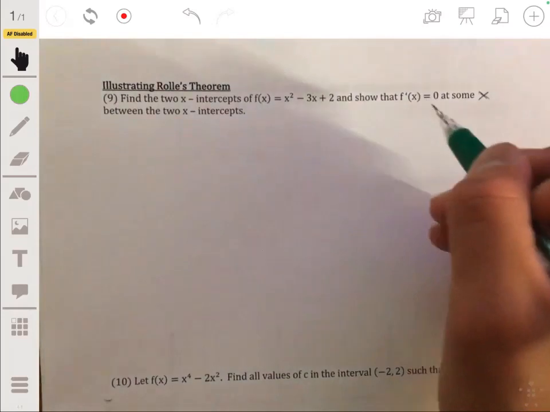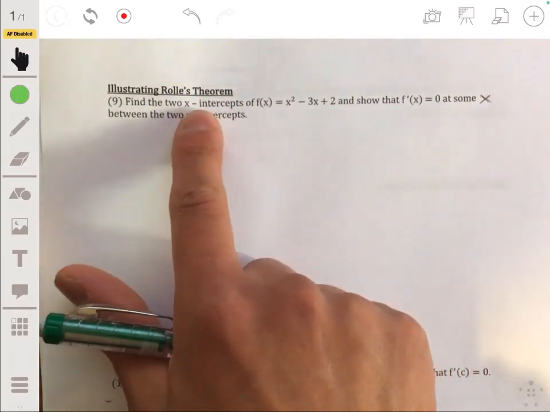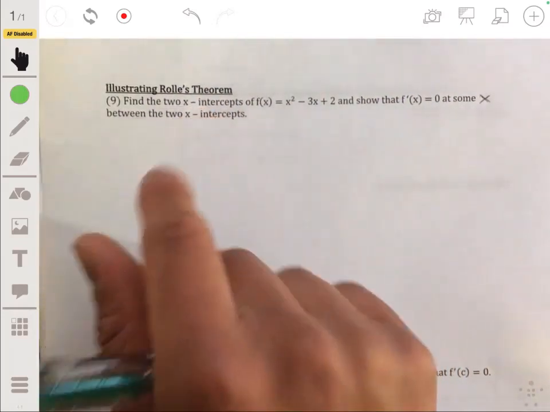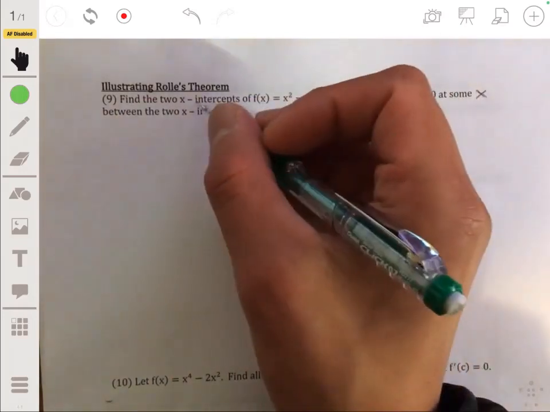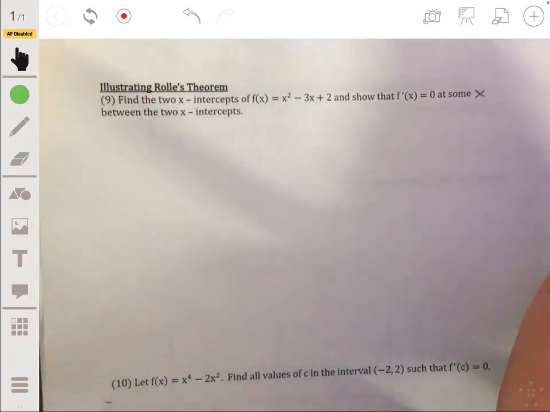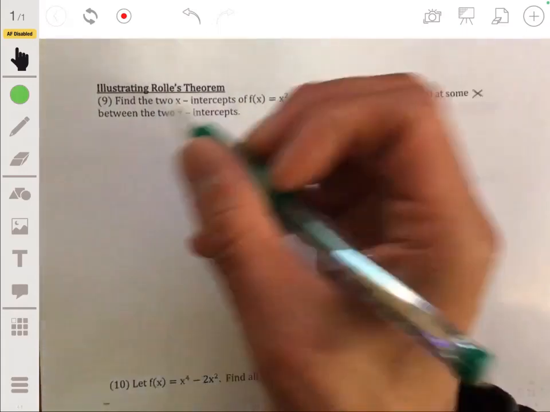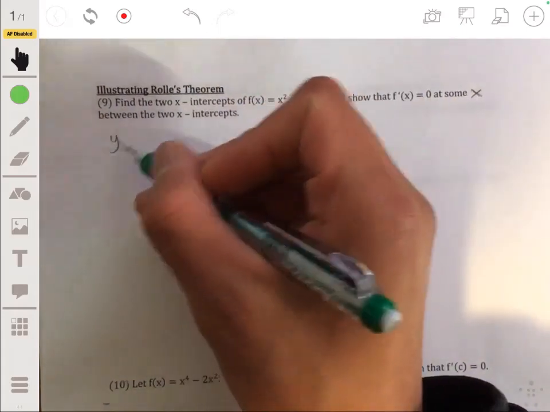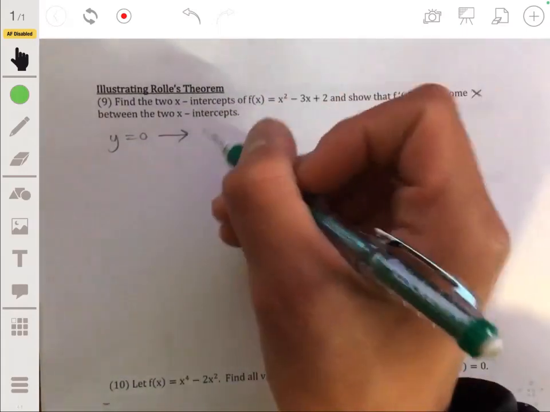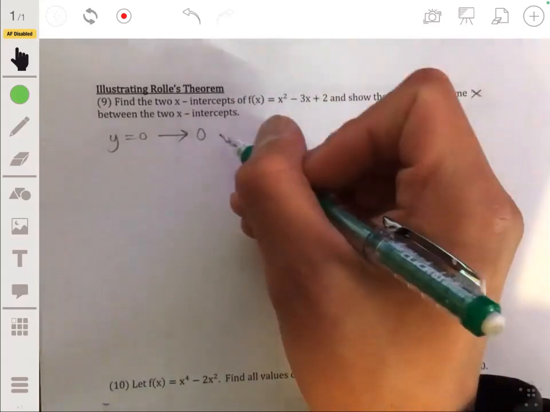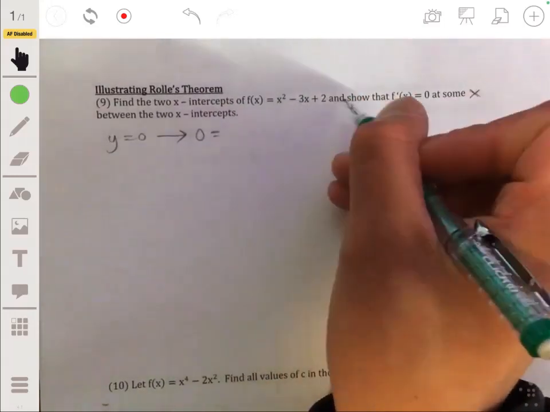Okay, so what does this mean? Well, let's first find the two x-intercepts. Remember with the two x-intercepts, how you find that? That's essentially when the y value is equal to 0. It's where they intersect the x-axis. So when y is 0, in other words, we solve for the zeros of this function. So we make it equal to 0.